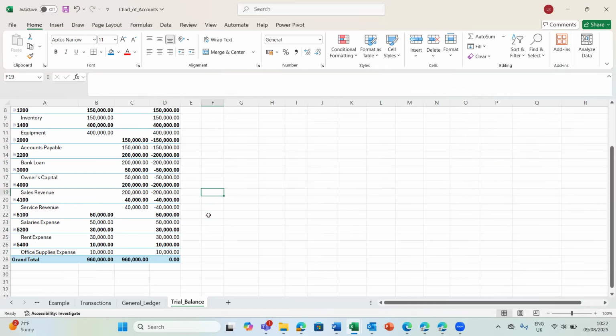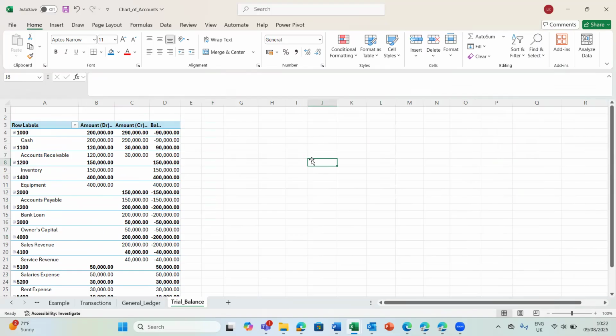So it is from this trial balance that we get the financial statements. That is the income statement and the balance sheet.